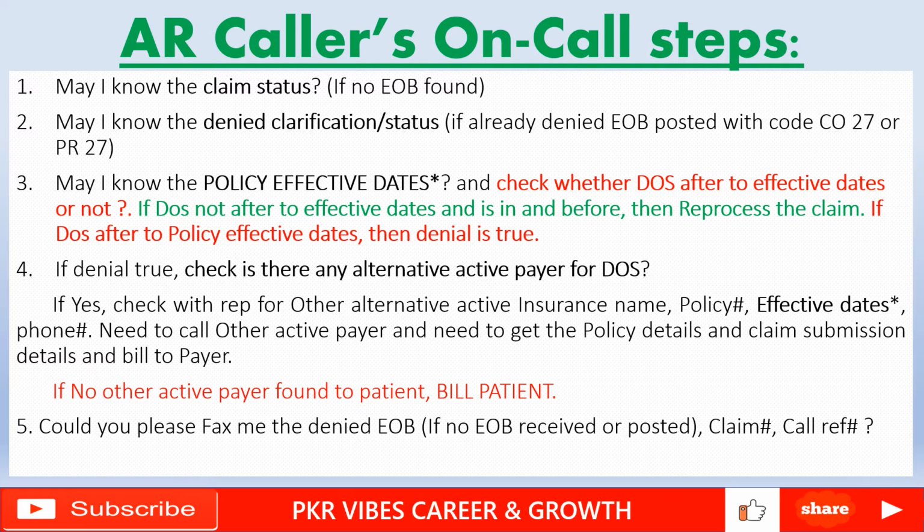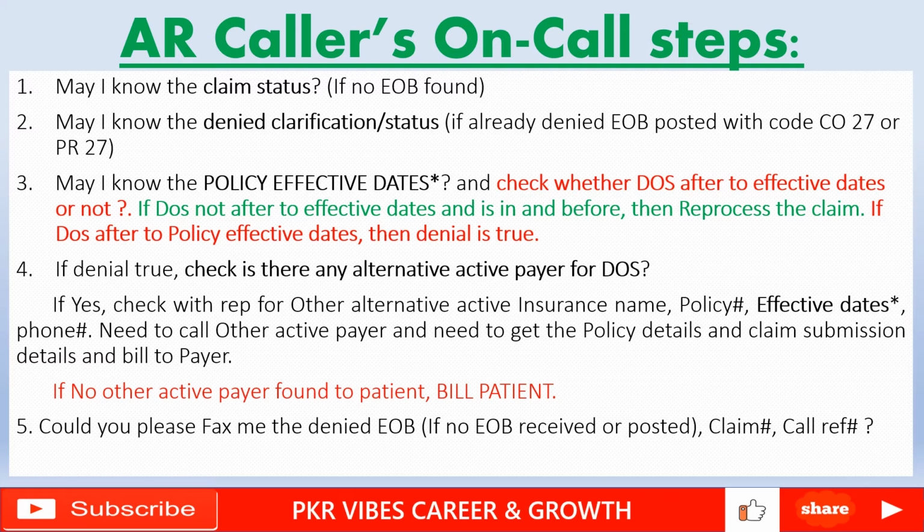Then as an AR caller, your job is to probe the same thing: okay, the date of service we billed is not after the effective dates, it is within the effective dates, or it is before the effective dates. Then you should have the claim reprocessed over the phone call itself with the same information. If the DOS is after the policy effective dates, then it is a true denial. That is the analysis and pre-call analysis you should do.